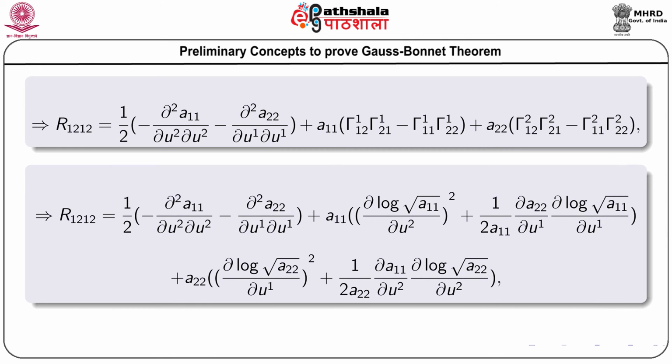So, R1212 takes the form in this way: half within the bracket the previous expression, and in the second portion we are putting the values of the Christoffel symbols of second kind, that is gamma 1 2 gamma 1 2 1. Substituting all these expressions, we get A11 within the bracket del log root A11 by del U2 the whole square plus 1 by 2 A11 del A22 del U1 del log root A11 by del U1 plus A22, and in a similar fashion we get the expression.